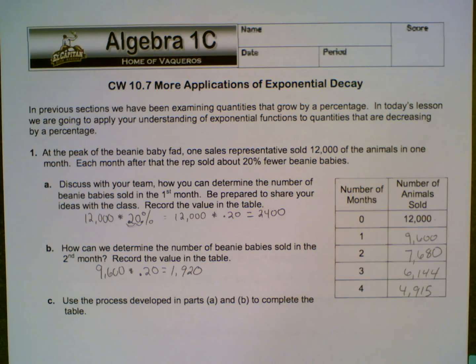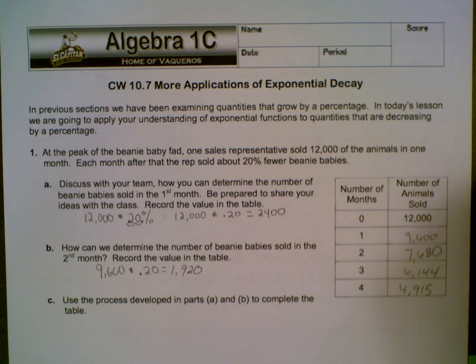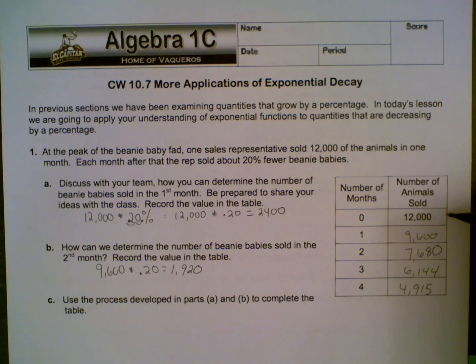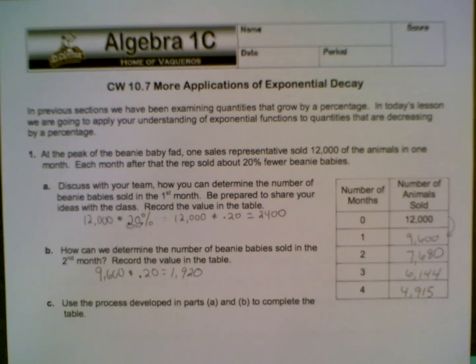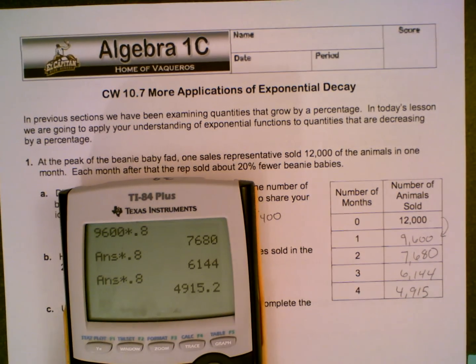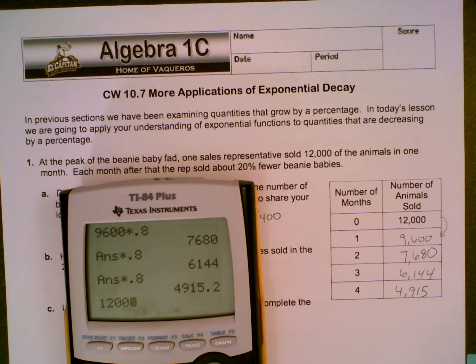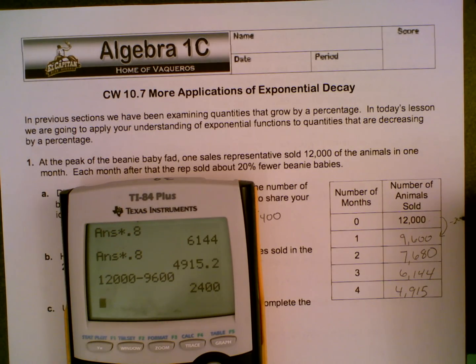All right, question D. Do you think this is a linear or an exponential relationship? Explain your answer. So in order to figure that out, we've got to look at our pattern. So how do we go from 12,000 to 9,600? Once again, if we think it's linear, then we should be able to subtract by the same amount every time. So on my calculator, I should be able to go 12,000 minus 9,600. And that would be subtracting 2,400.